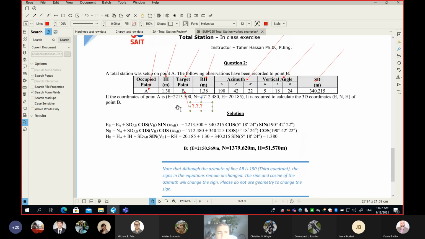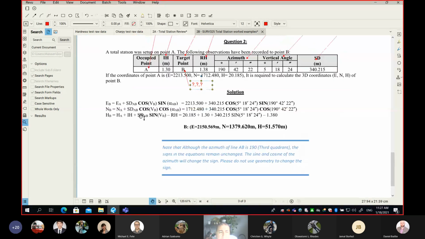In this problem, we don't call it C, it's point B. So the easting of point B is equal to the easting of point A plus, remember, this block here, your horizontal distance, which is your slope distance multiplied by the cosine of the vertical angle, which is 5 degrees something. And then finally, you multiply by the sine of the azimuth.